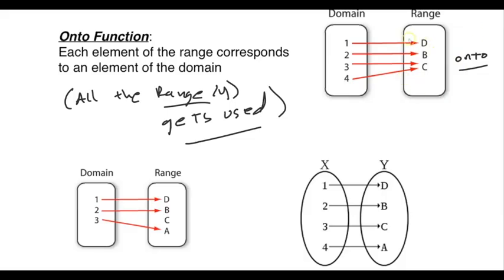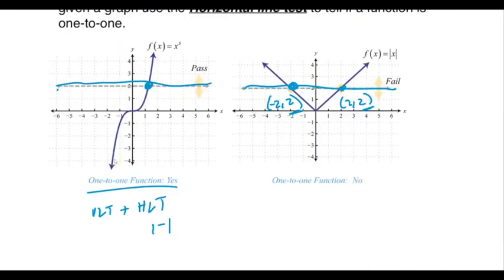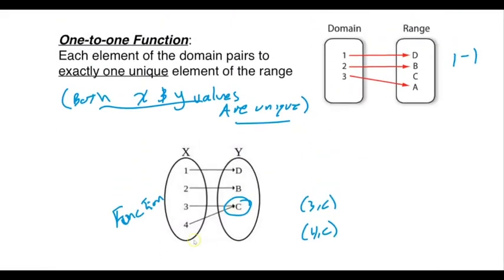You just look, hey, are all the y values going to be used? Yes. Over here, no. That c has nobody to play with. It's all alone. This one is not onto. It is a function. It's actually a one-to-one function, but it's not onto because that c has no friends. They're very easy to tell on a mapping function. That's an onto function. That's not.